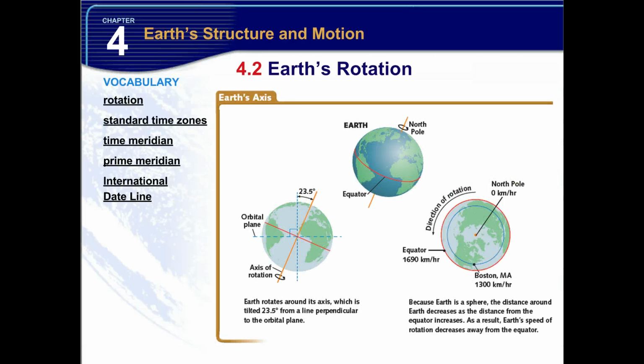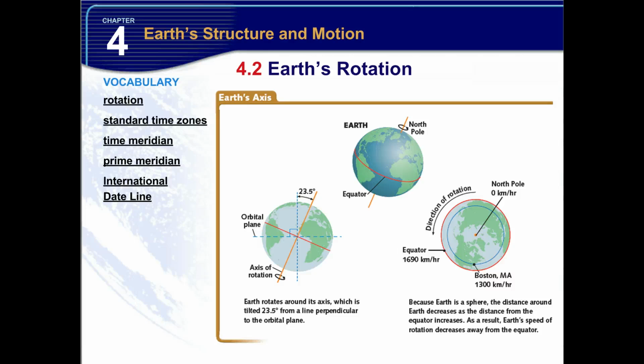So here's another diagram looking at the different aspects and different characteristics of Earth's axis. Now, Earth rotates on its axis. We said it was tilted at 23.5 degrees. That right there is the reason why we have our seasons.